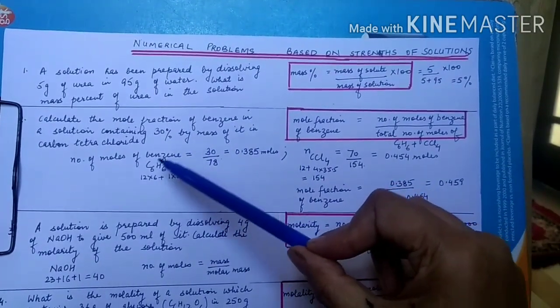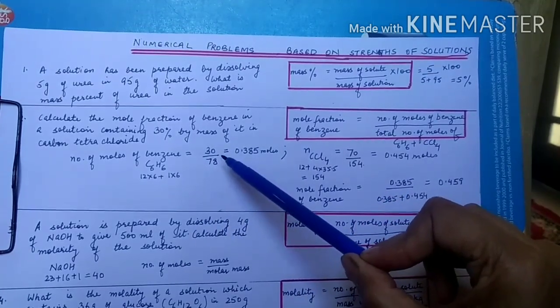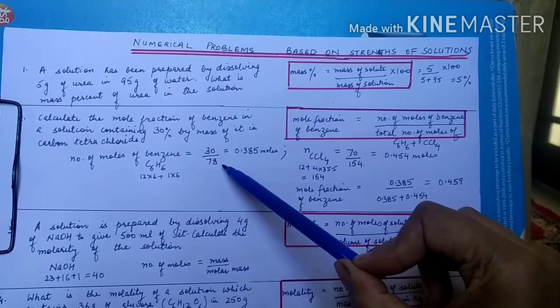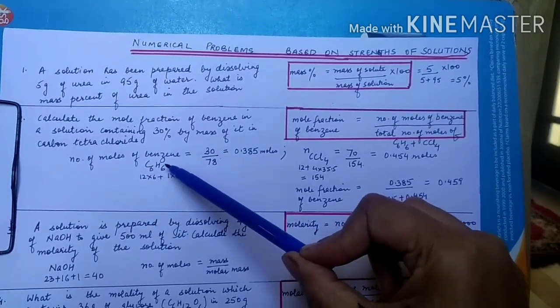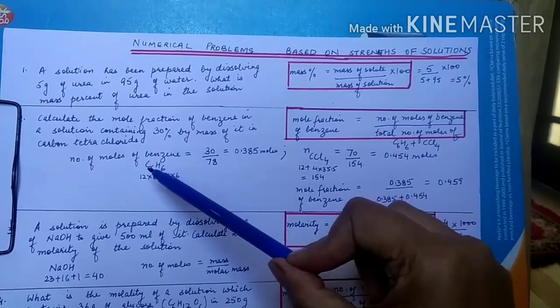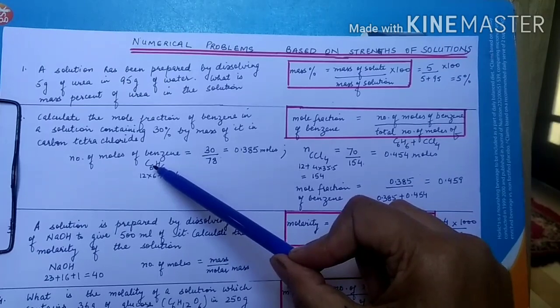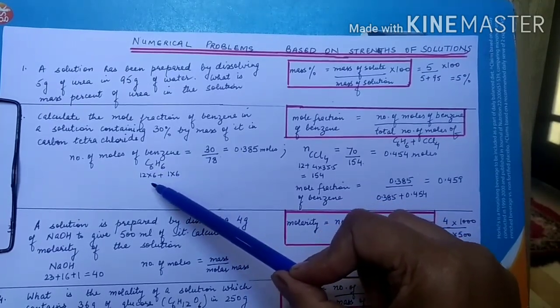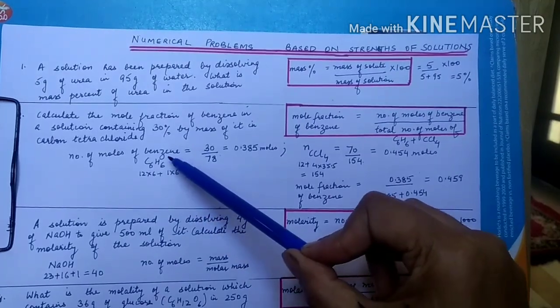So the number of moles of benzene will be the mass of benzene upon its molar mass. So how do we calculate the molar mass? We calculate the molar mass from the formula. C6H6 is the formula for benzene. So 1 carbon weighs 12 grams. So 6 carbons will weigh 12 into 6, 72 grams, plus 6 hydrogens will weigh 6 into 1 for 1 hydrogen.